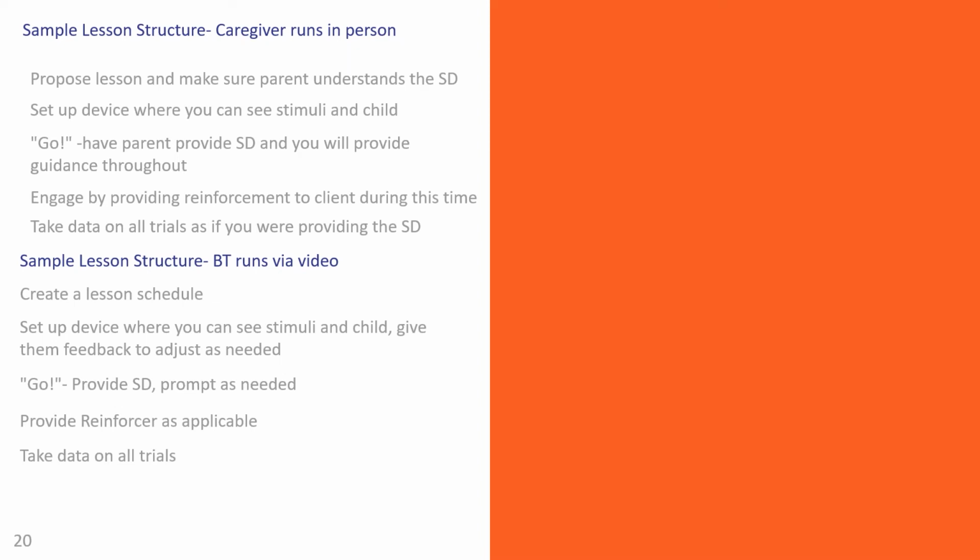If your client is a communicative client, ask them what they need from you. Ask them if they need to see you better, if they're not seeing the stimuli well enough, whatever it might be. Communicate with them too.